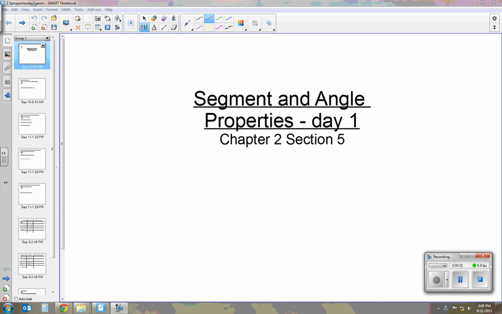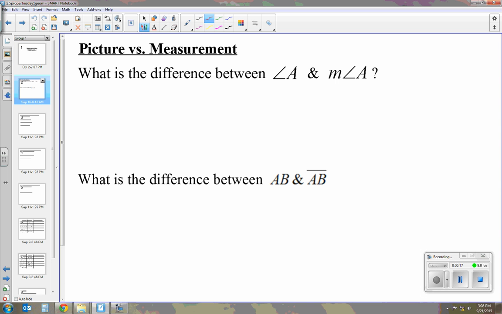Going to be talking about segment and angle properties, and this is the first day of properties. Now, the segment and angle properties that we use for these proofs, a lot of them overlap from the algebraic proofs or properties that we've seen before. But before we actually learn the properties, there's some notation that we have to be very careful of using, okay?